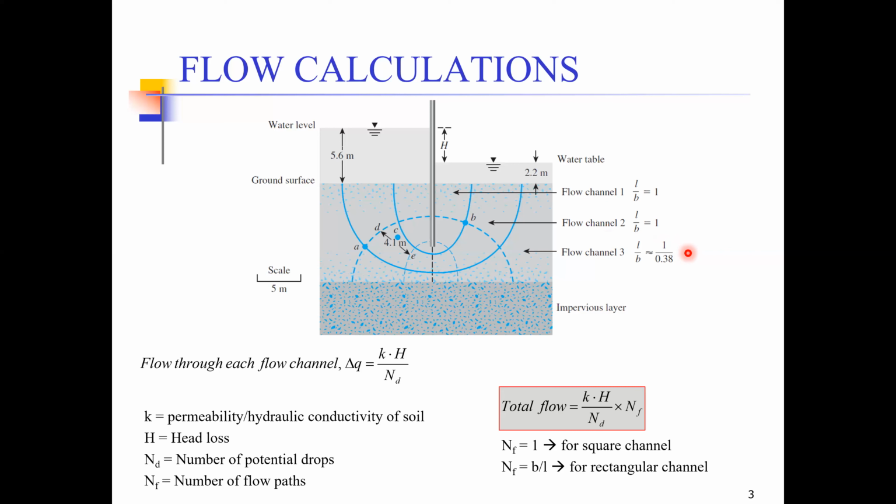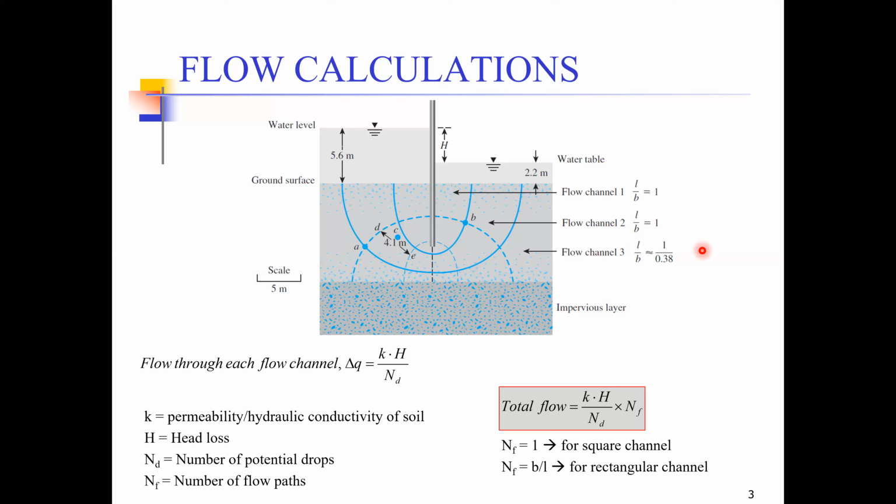And I can say that the NF value, which equals width over length or length over width, for flow channel number 3 would be approximately 0.38. What do we mean by this 0.38? It means that this average width is approximately 0.38 times the length, or approximately 38% of the length. So length is more than twice the width. So this is what we mean.